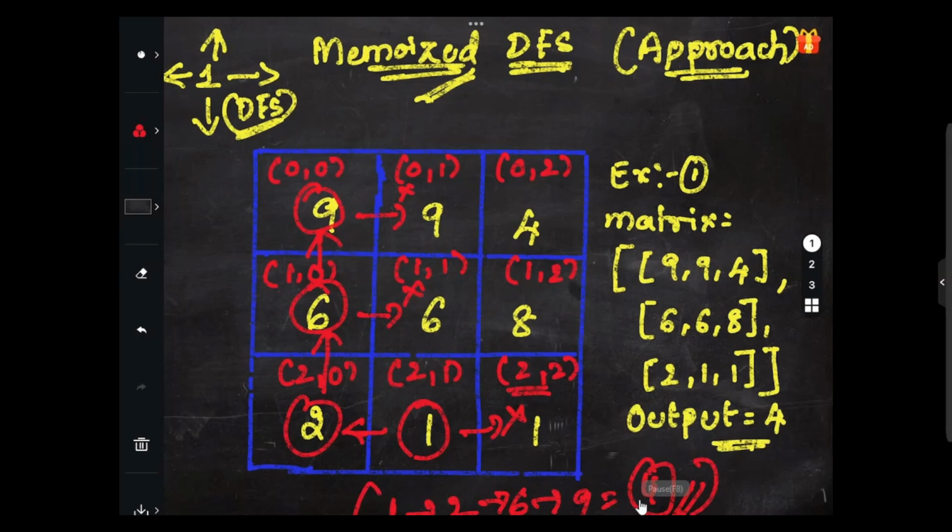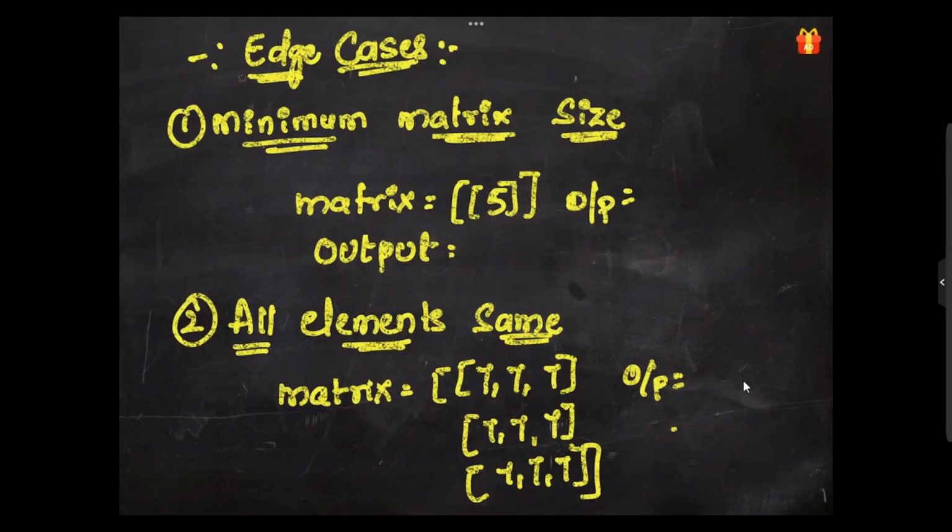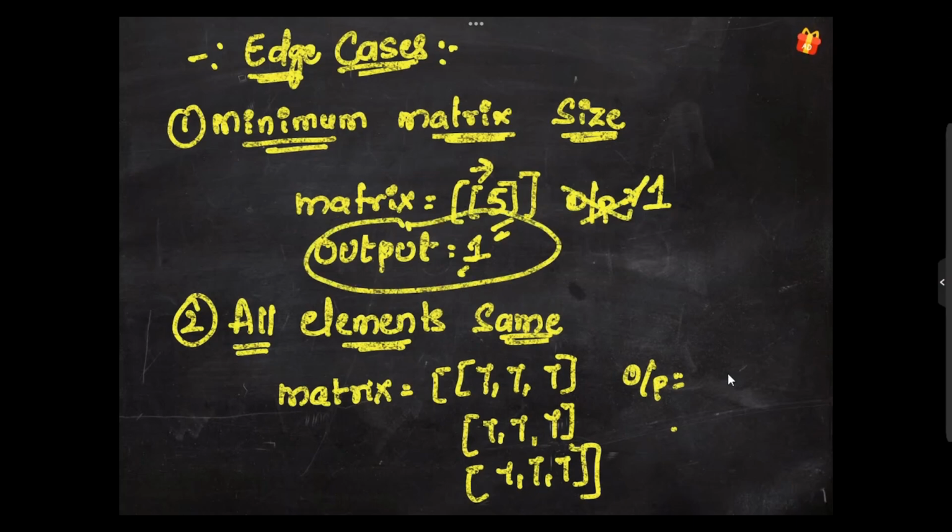Next let's discuss the edge cases. The first edge case is minimum matrix size. We have only one element here, so the output will be 1, right? We'll just move one step. If you are applying DFS, the output will be 1 in this case. So this is fine.